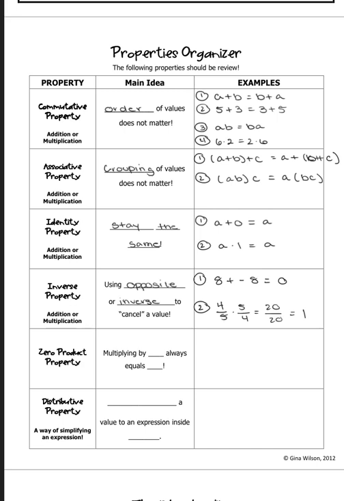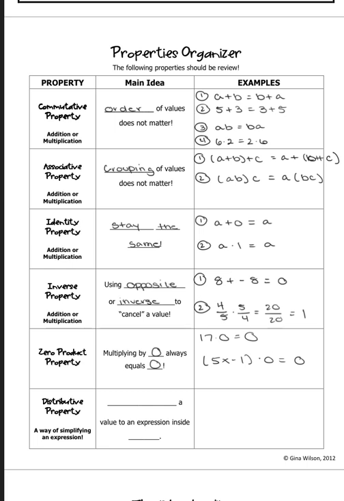The zero product property: multiplying by 0 always equals 0. For example, if we have 17 times 0, that's going to equal 0. And if we have 5x minus 1 multiplied by 0, it is going to give us 0.